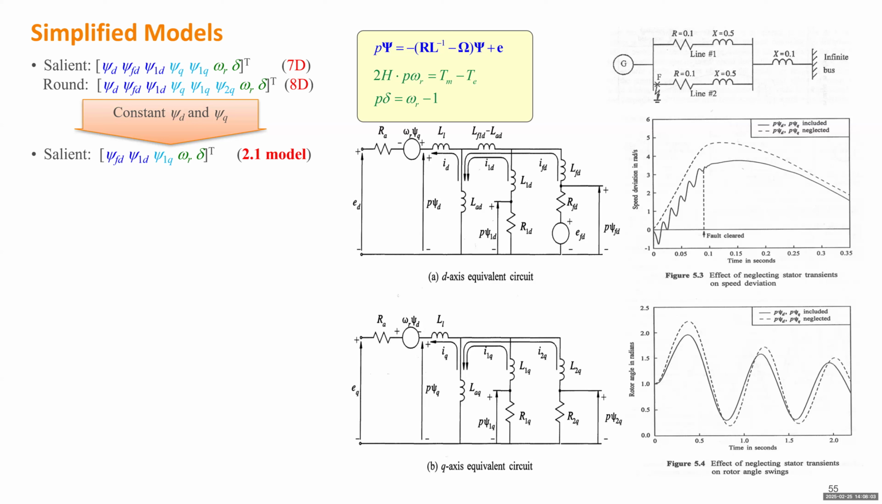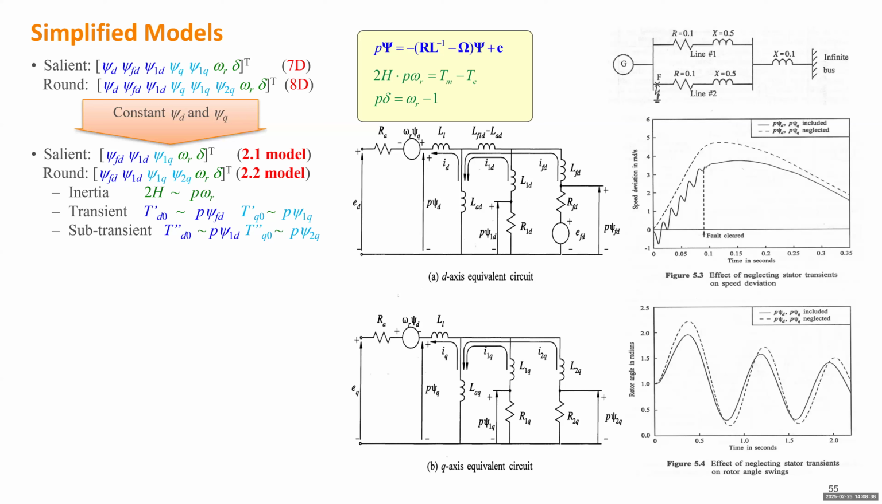For a salient pole rotor generator, we only have 5 state variables. In this model, if you see any differential equation using only those 5 state variables, 3 flux linkages and 2 from the swing equation, that is called the 2.1 model. 2 means you have 2 in the d axis and 1 in the q axis. And the 3 equations and 2 variables you cannot ignore, so those will be there anyway.